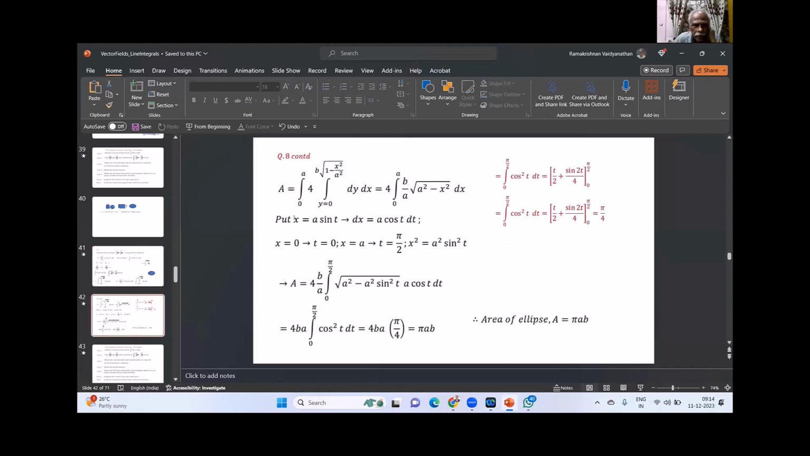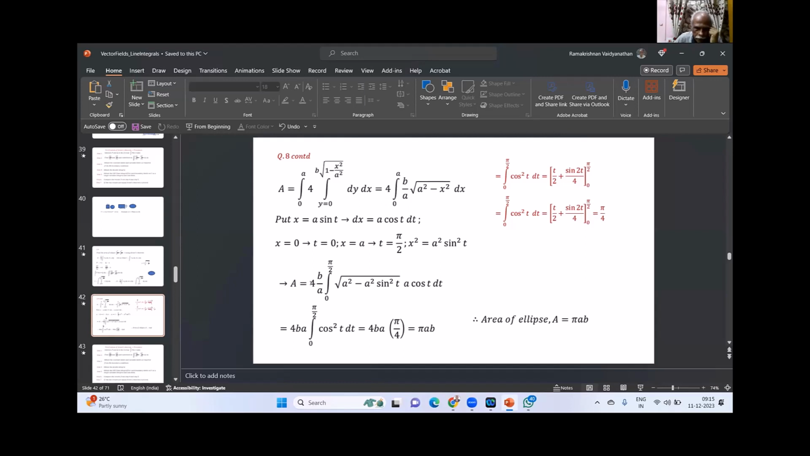Now here, put x is equal to a sin t. Then dx is equal to a cos t dt. When x is equal to 0, t is equal to 0, because a sin t is 0 and sin 0 is 0. When x is equal to a, t is equal to pi by 2, because sin pi by 2 is 1. So the limit is 0 to pi by 2. Clear? And x squared is nothing but a squared sin squared t.